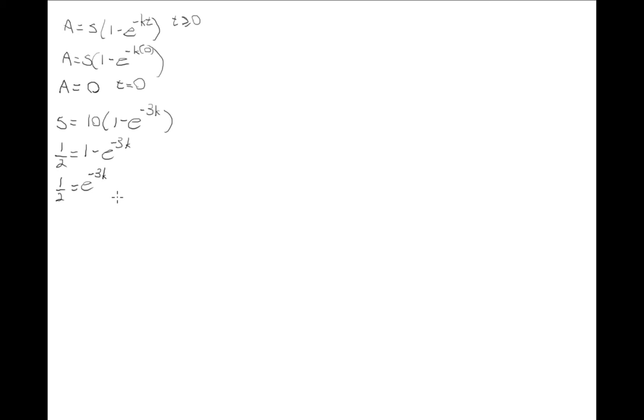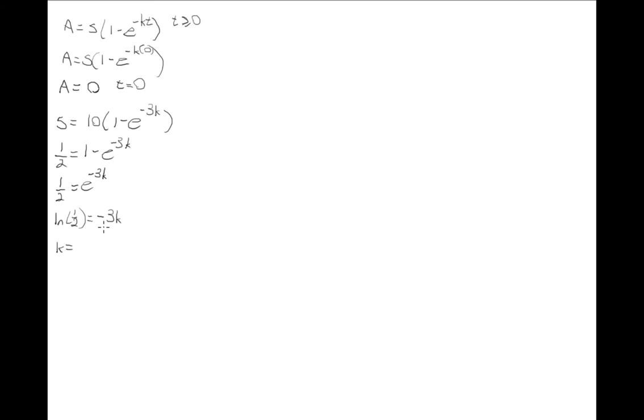What we need to do now is take the natural log of both sides, because the natural log of e to the power of any term is just that term by itself. So we're going to have the natural log of a half equal to minus 3k. Now all we have to do is divide by minus 3 to find out what k is. And we punch this into our calculator. There's no harm in doing it on our calculator.